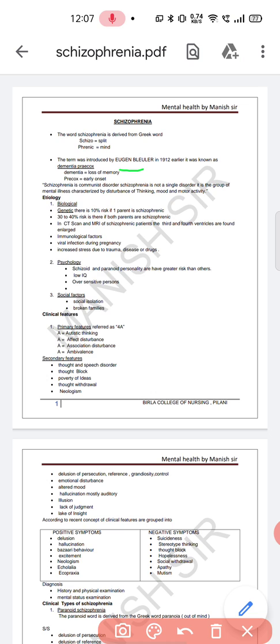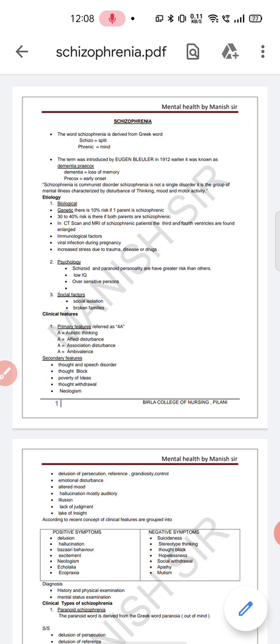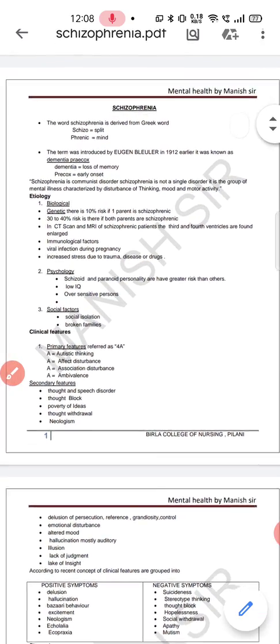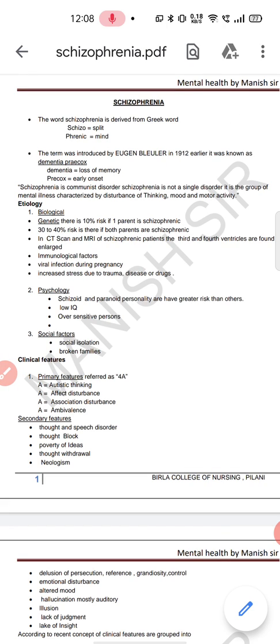Schizophrenia is the commonest disorder. Schizophrenia is not a single disorder, it is a group of mental illnesses characterized by disturbance in thinking, mood and motor activity. What is the meaning of schizophrenia? Schizophrenia is the term used by Eugen Bleuler in 1912. Earlier, we called it dementia precox. Schizophrenia is not a single disorder, it is a group of disorders.